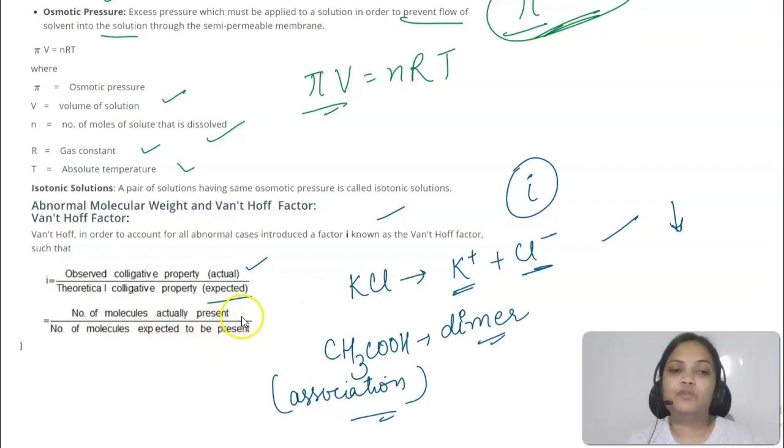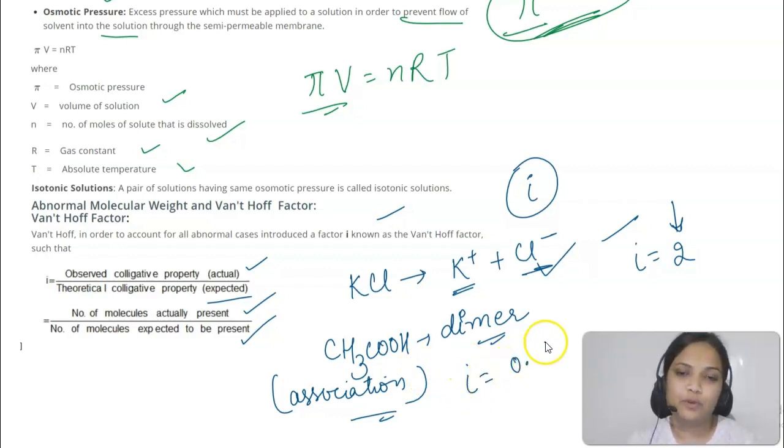Similarly, number of molecules actually present divided by number of molecules expected to be present. Like अगर मैं KCl की बात करूँ, here we have actually two molecules, like double हो रहा है ना, dissociation is happening. So i की value यहाँ हो जाएगी 2, and for association, two molecules of acetic acid combine कर रहे हैं, they are forming a dimer. So यहाँ पर i की value क्या हो जाएगी 1/2, which is 0.5, क्योंकि actual number जो यहाँ पर वो क्या होगा, half.